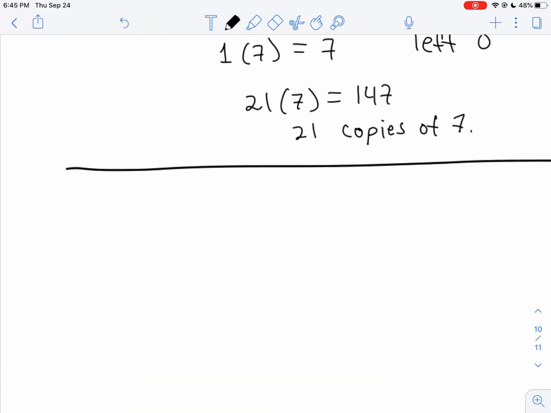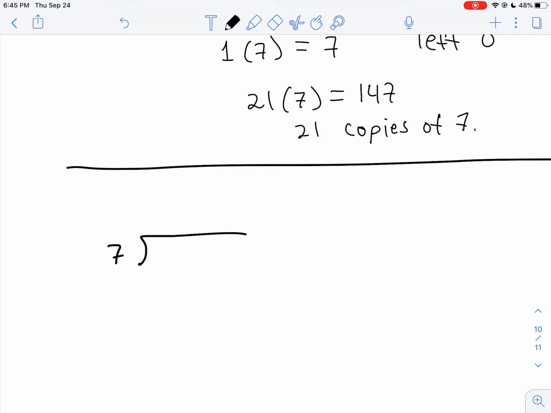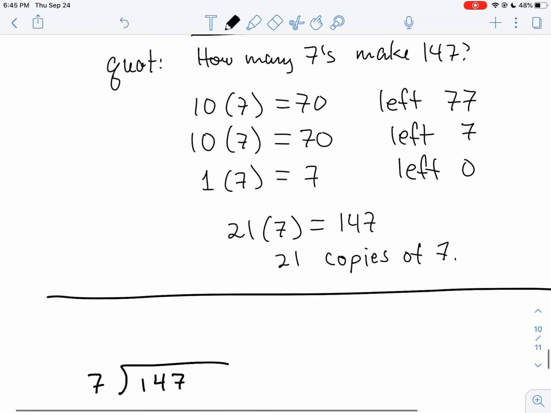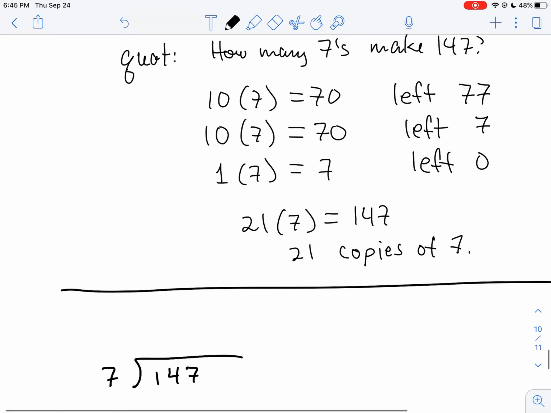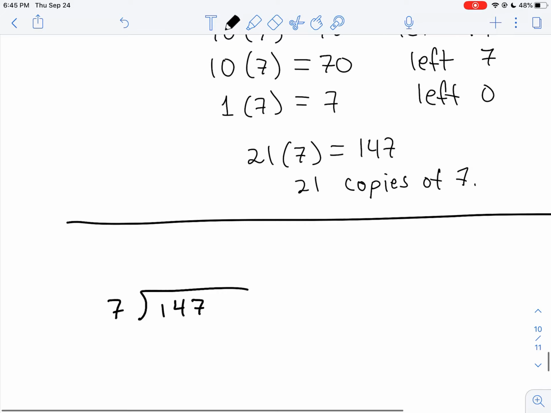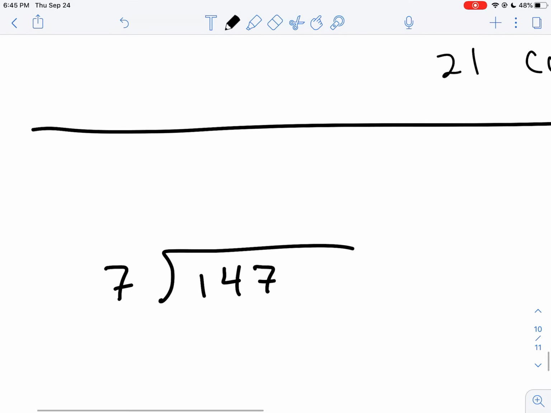The algorithm, you've learned that you put the 7 over here on the side, and then the 147. The algorithm is actually very much like the quotative meaning here. You're just counting 7s and seeing what's left after you've done so many. And you might remember doing something like this. Does 7 go into 1? The answer is no. So then think of this as 14, even though that's not really 14, it's 140. Does 7 go into 140?